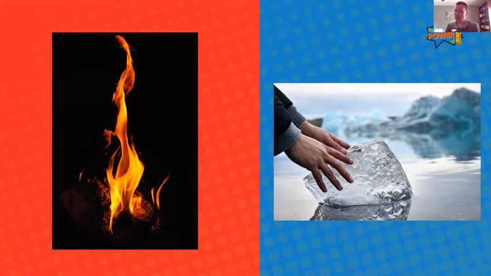I'm gonna sprinkle in a little bit of movement prior to that, and this or that is a great way to do that. This is a seated in-person example.